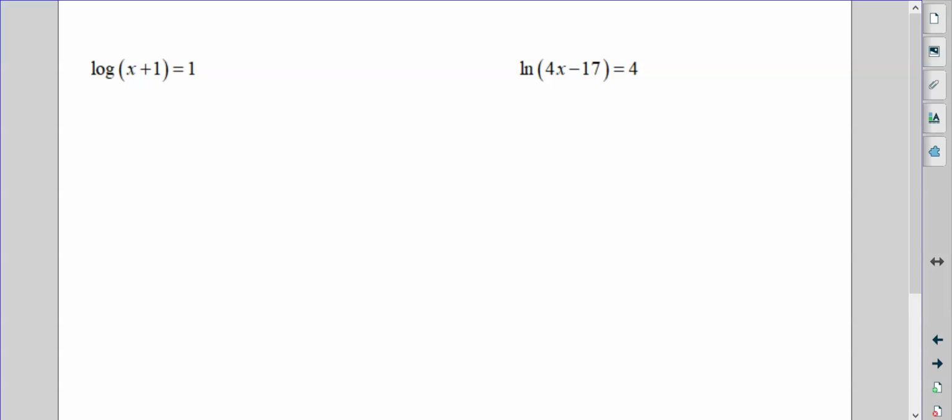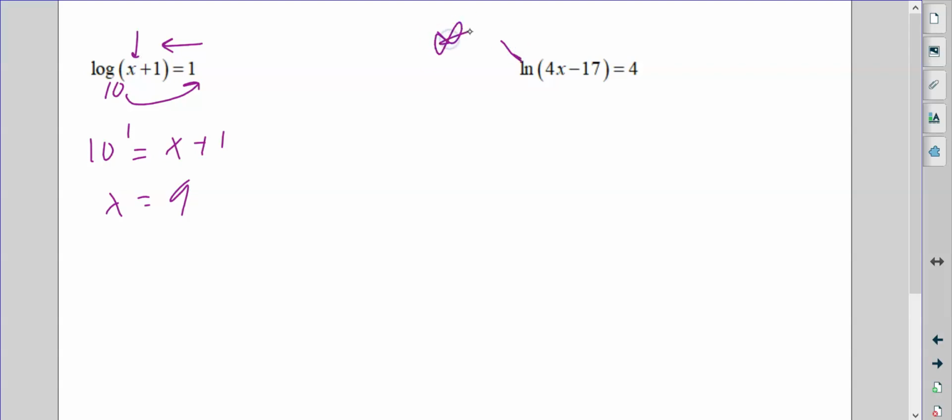All right. Remember, if we don't see a base, it's 10. So 10 to the 1 equals x plus 1. Swish and flick. 10 to the 1, which is just 10, equals x plus 1. So we just subtract 1, x equals 9. And again, we plugged it back in. 9 plus 1 is 10. 10 to the 1 is 10. It checks out.